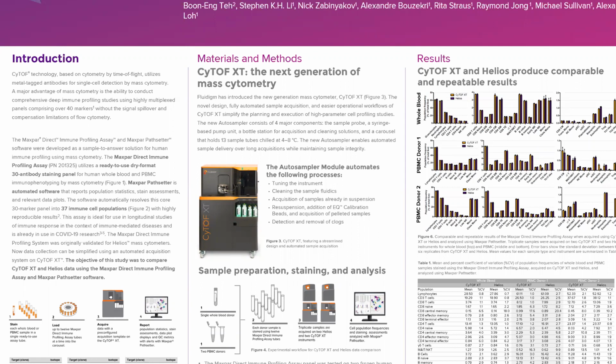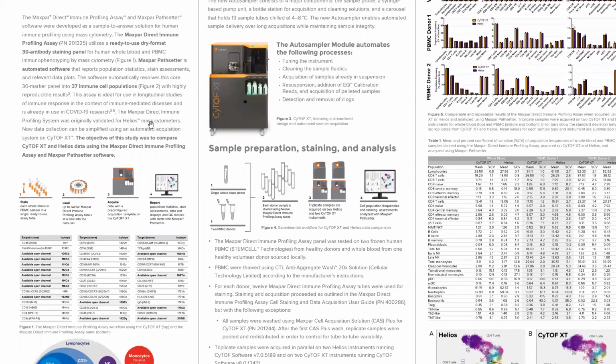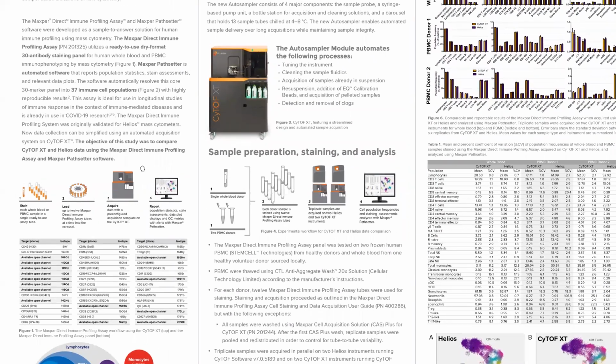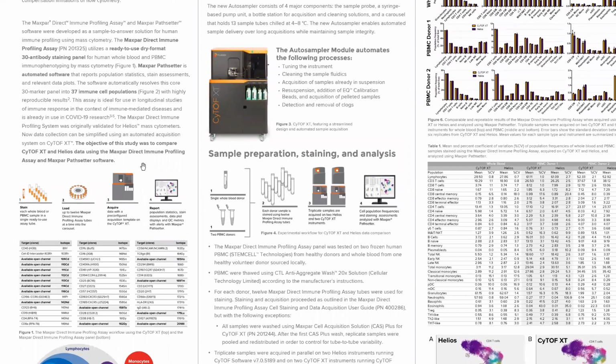The MaxPar Direct Immune Profiling Assay, or MDIPA in short, together with the MaxPar PathSetter software, were developed as a sample to answer solution for human immune profiling using mass cytometry. The MDIPA kit includes an optimized 30 marker panel contained in a lyophilized single tube format. The MaxPar PathSetter is an automated software to report population statistics, staining assessment, and relevant data plots.